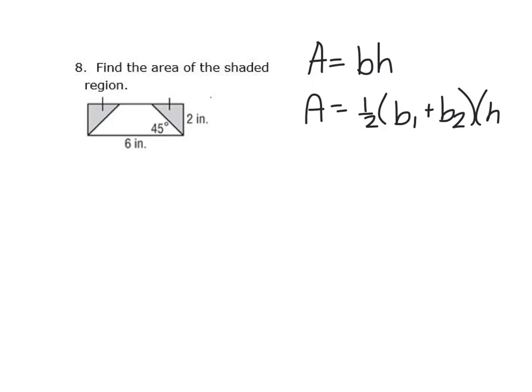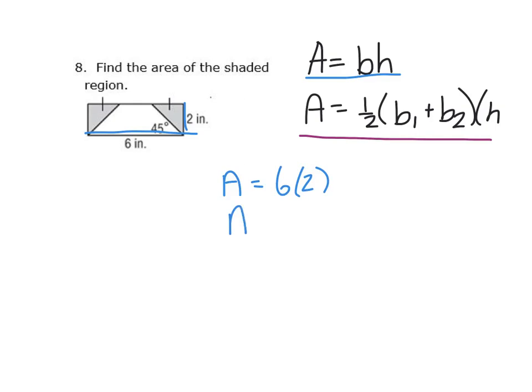So for this problem, we're looking to find the area of the shaded region, which means we have to find the area of the rectangle and then subtract the area of the trapezoid. So finding the area of the rectangle first, area's base, so we have 6 times our height, which is 2, and that area comes out to 12 inches squared. Then we've got to go find the area of the trapezoid.